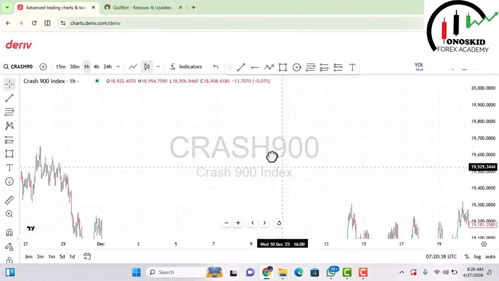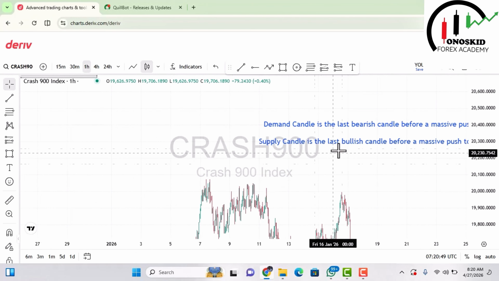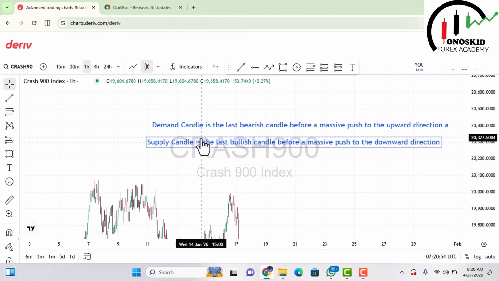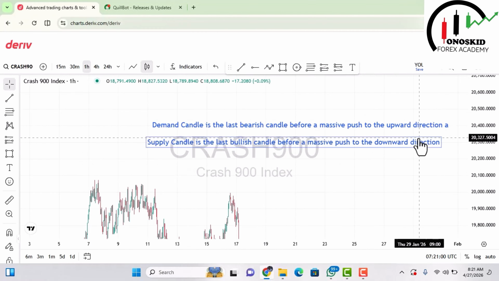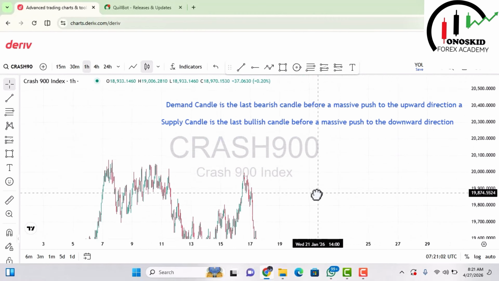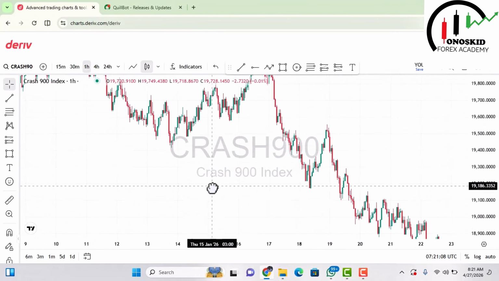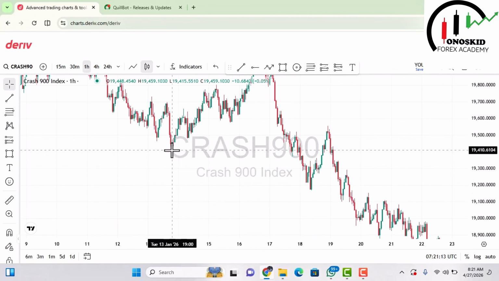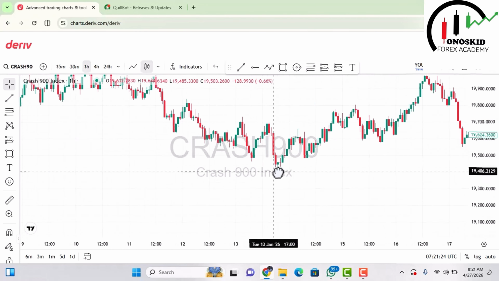Okay, so we have learned so far that a supply candle by definition is the last bullish candle before a massive push to the downside, and a demand candle is the last bearish candle before a massive push to the upward direction. Now let's quickly look at some chart examples of how we can identify a demand and supply candle. This candle right here, the bearish doji candle that you're seeing here, is an example of a demand candle because it is the last bearish candle before we are seeing a move to the upward direction.